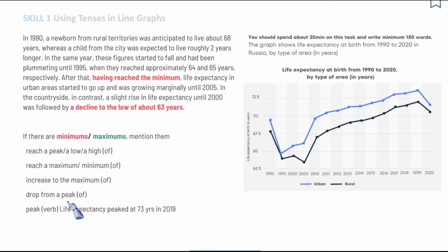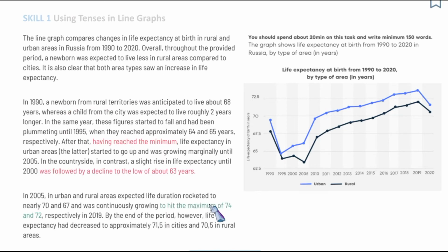You can also use a phrase like this, drop or any other synonym from a peak. And of course, you can use the word peak by itself. Peak as a verb in this case. Life expectancy peaked at 73 years in 2019. And now you can see the minimums in red and maximums.